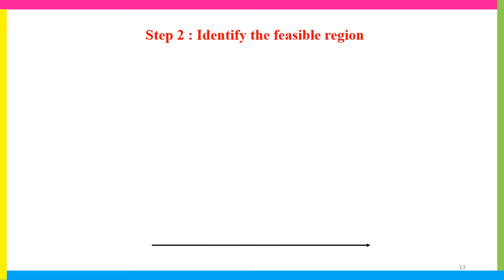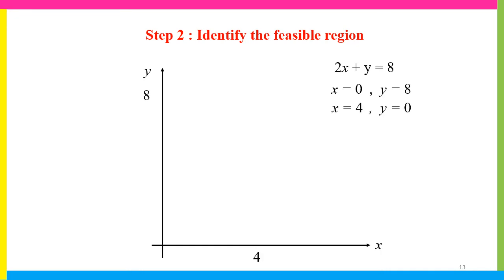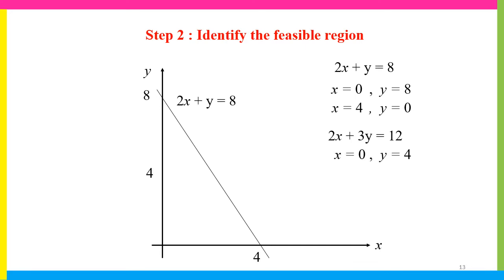Kita dah lukiskan graph. So, ini graph kita lah. Yang pertama 2X tambah Y. Ini kita kira tadi. And then kita dapat 2 point. Kita connect dia. And then dia ada equal sign. So kita guna solid line. And then equation yang kedua. Kita ada 2X tambah 3Y sama dengan 12.